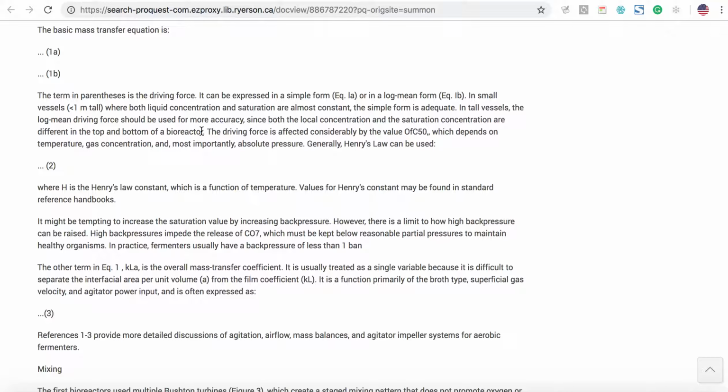The term in parentheses is the driving force. It can be expressed in a simple form or in a log mean form. In small vessels where both liquid concentration and saturation are almost constant, the simple form is adequate.